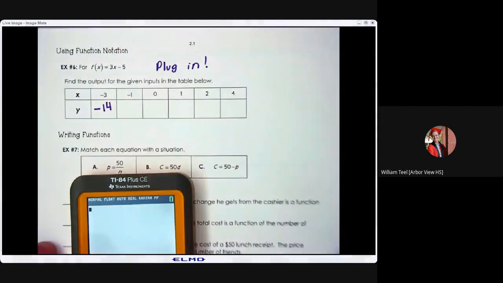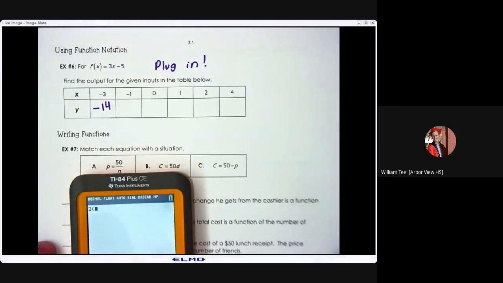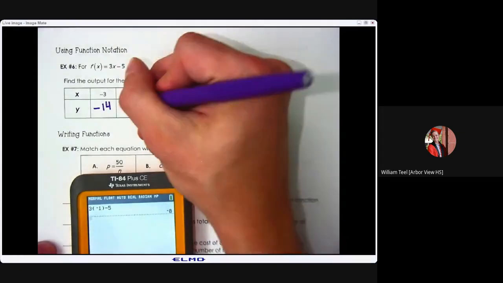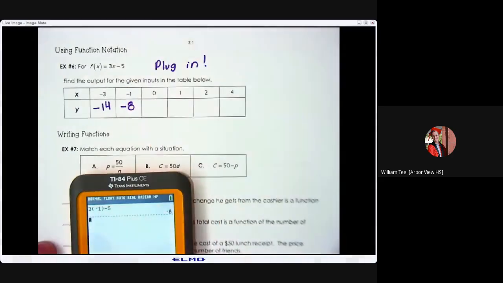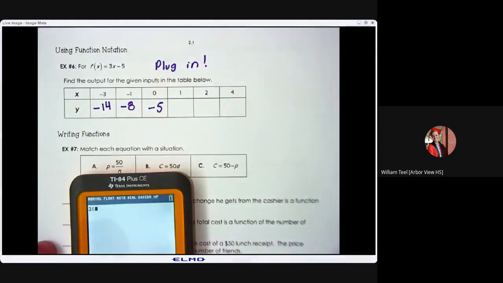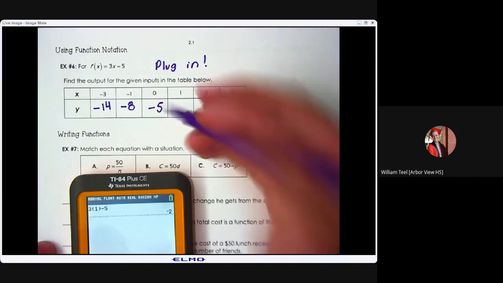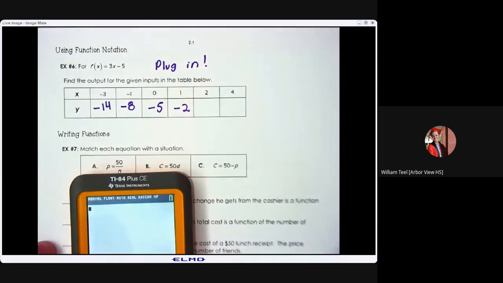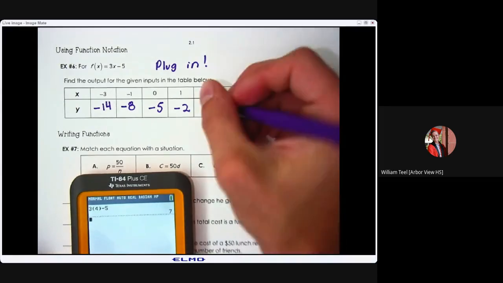Then if I'm plugging in -1, 3 times -1 minus 5 is going to give me -8. And I'm going to do the rest of these. 3 times 0 is 0, minus 5 is -5. I don't need my calculator for that one. 3 times 1 minus 5 is -2. 3 times 2 minus 5 is +1, and then 3 times 4 minus 5 is equal to +7.